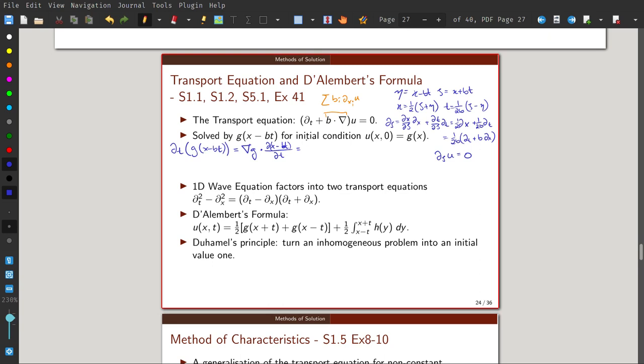And this is, of course, going to give us the gradient of g dot product with minus b, where this is a vector. And if we take, let's say, the gradient of g, as we should do here, and this is the gradient of g of x minus bt, this will be the gradient of g multiplied by the derivative in the space variables of x minus bt.